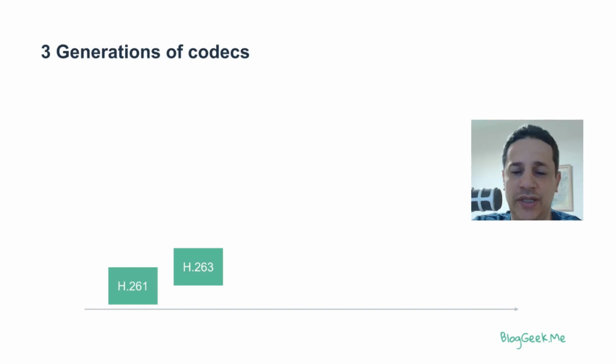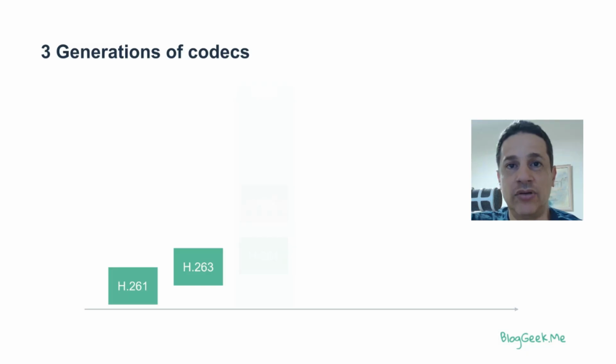So we have three codec generations in WebRTC in general. Before WebRTC, we had H.261 and H.263. These are old video codecs that are no longer with us, or they are, but not really used. These are codecs that were royalty-bearing. It meant that if you use them, you had to pay for their patents.